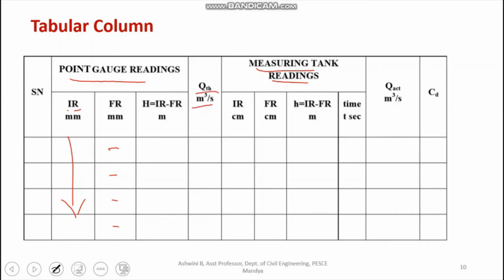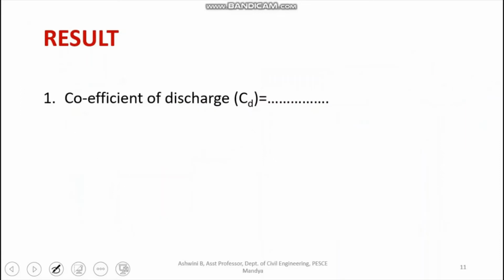and then you have to determine Q theoretical. Similarly, for the same discharge you have to note down the depth of water which is collected in the measuring tank, and note down the time in seconds, and then determine Q actual by using the formula AH divided by T, and finally CD is calculated by using the formula Q actual divided by Q theoretical. Then tabulate the result to find the coefficient of discharge of the broad crested weir from the experiment. The CD value of a broad crested weir varies from 0.85 to 1.